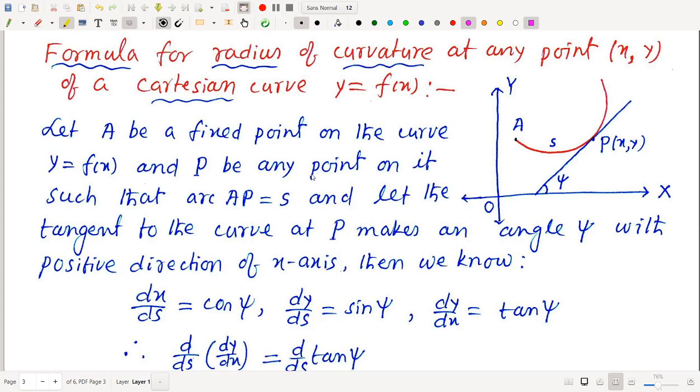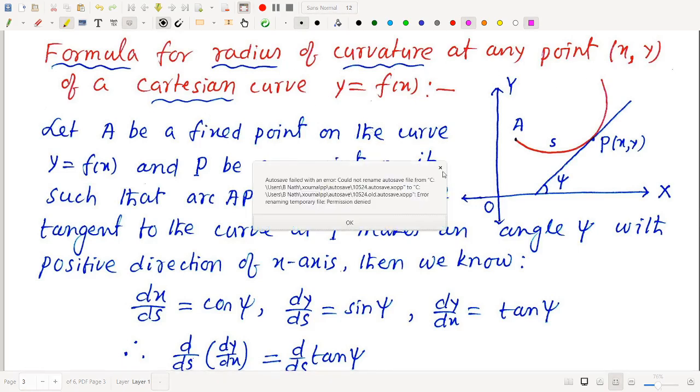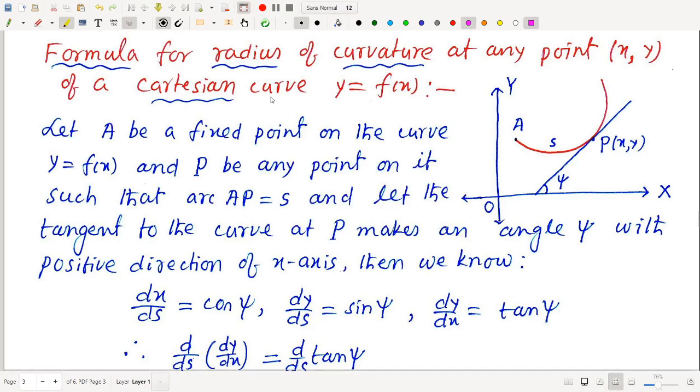Next, most of the equations of curves are given in terms of Cartesian coordinates instead of intrinsic coordinates. That's why let us find the formula for calculation of radius of curvature in terms of x and y, that is in terms of Cartesian coordinates. So the formula for radius of curvature at any point x comma y of a Cartesian curve y equal to f(x).